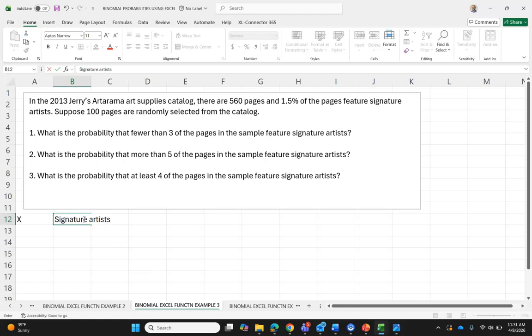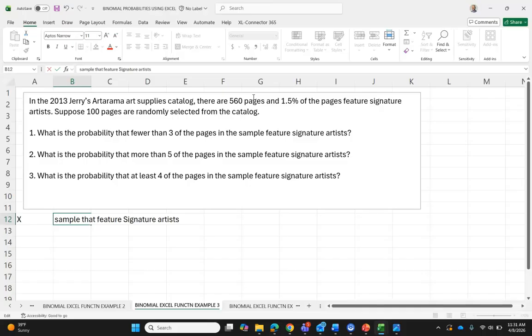So we're going to look at the sample that features a signature artist. We are told in this exercise that we have a catalog and there are 560 pages. So that is the total pages of the catalog.